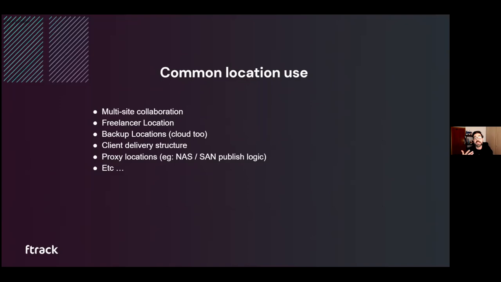Proxy location is really an advanced concept, but it can be modeled on top of the location system, and basically it is a filter publish logic. So let's say you have a location, and when you publish to that location, you want to check, for example, what file type you're publishing. If it's an image sequence, you might want to send it to the SAN, and if it's 3D files, you might want to send them to the NAS. So really, the limit is the sky in this case. Just think about what you need, and I'm sure you're going to find a really useful case for the location.